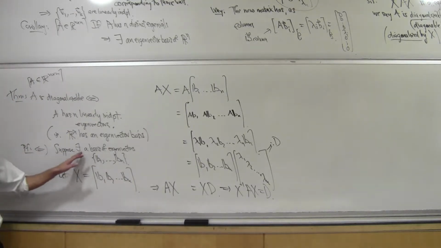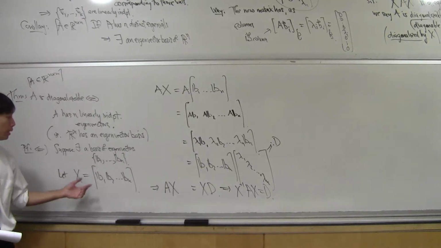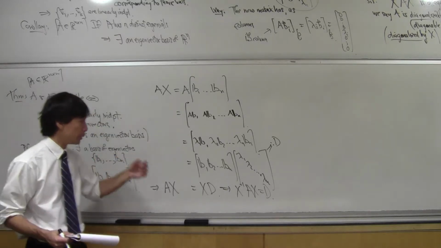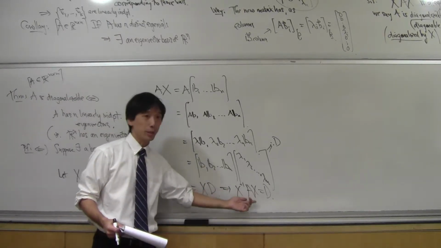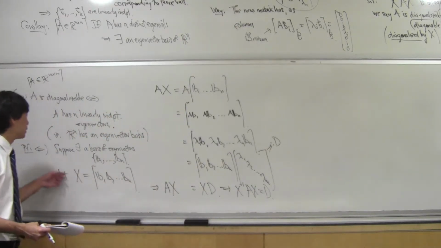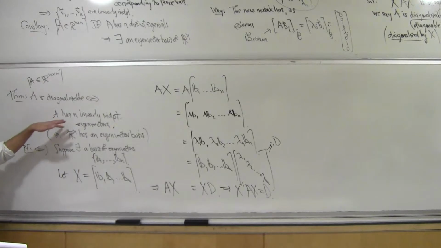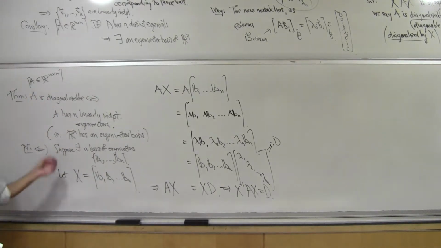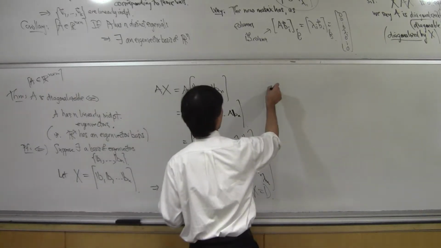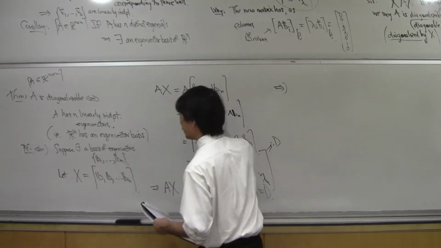So whenever you have a basis of eigenvectors, you can use that to create a matrix that you conjugate A by and get a diagonal matrix. In other words, you're similar to a diagonal matrix. You're diagonalizable. Everybody all right?